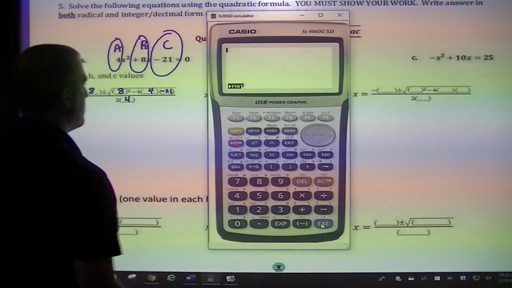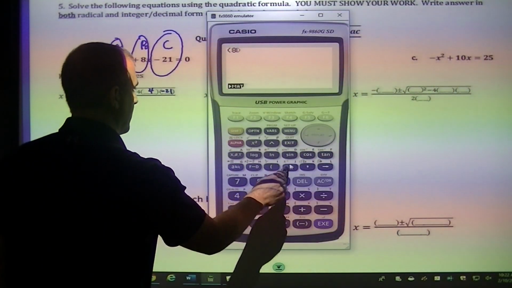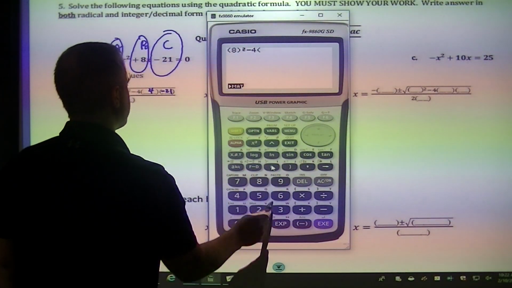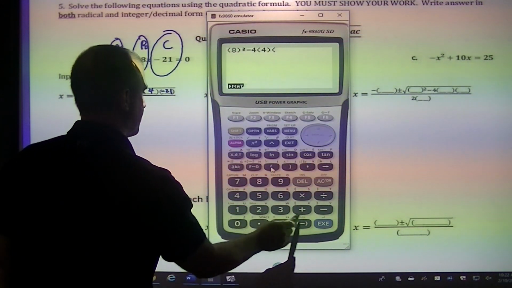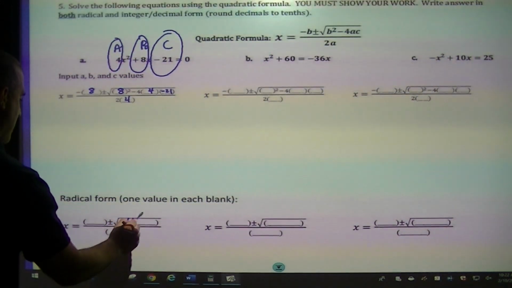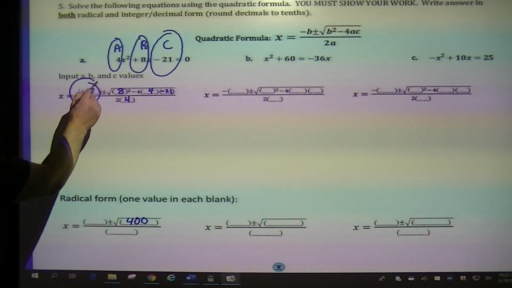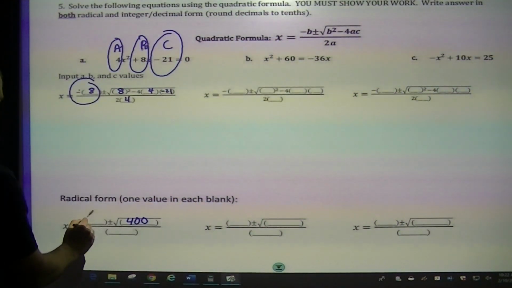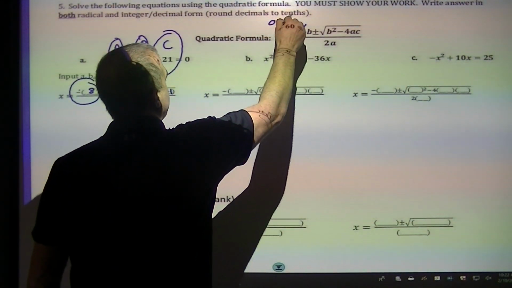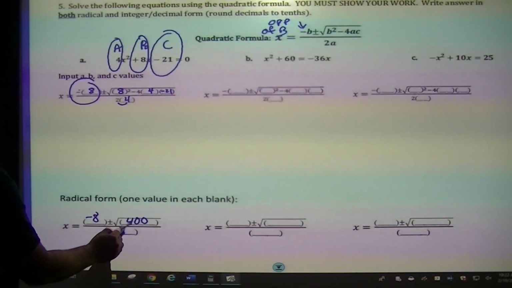Okay? So then what I want to do next is figure out just the part underneath the square root. Not this 2 and this 4, but just the stuff with the squared. So 8 squared minus 4 times 4 times negative 21. So that gives me 400. This means opposite of whatever your B is, so this is going to end up being negative 8. This bottom here is 2 times 4, which would be positive 8.